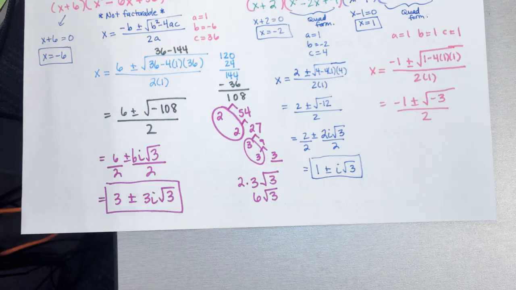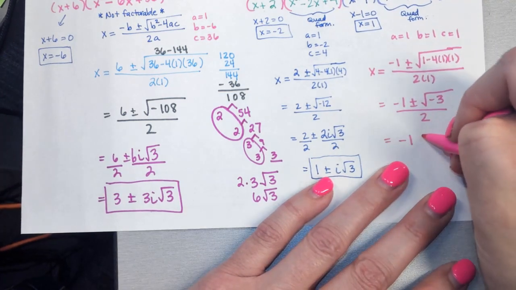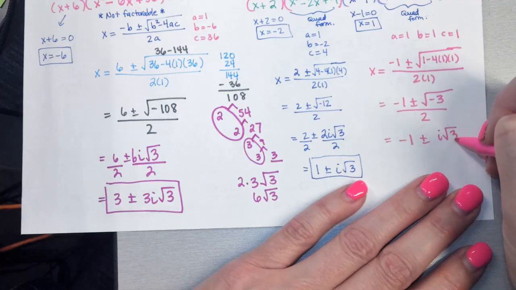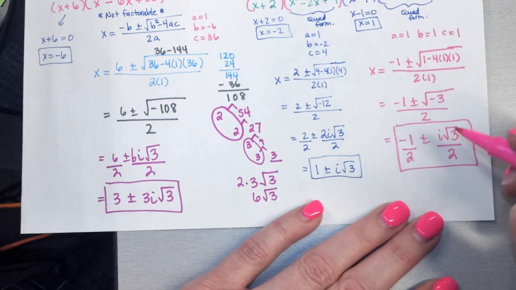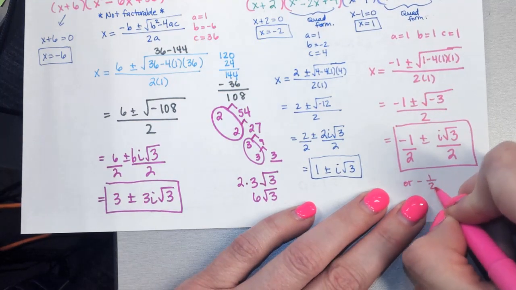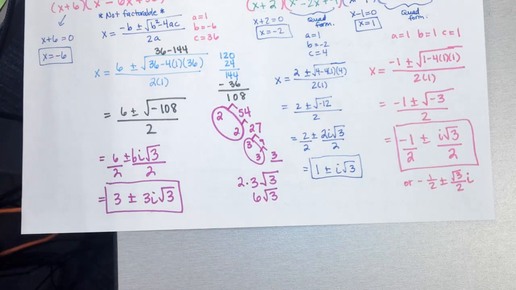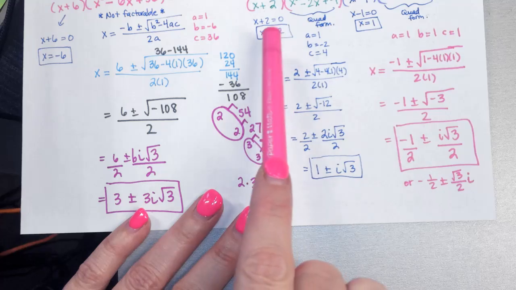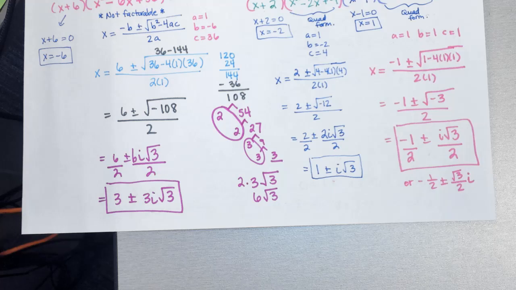Anytime you have an I, you need to write it in a plus bi form. So when you rewrite this as I root 3, the 2 has to be separated. And you can either write your answer like this, or as negative 1/2 plus or minus root 3 over 2, and you can put the I on the side. Okay, or you can keep the I in front. Okay, now we have our 6 answers. 1, 2, 3, 4, because you have plus or minus, 5, 6. No 7.